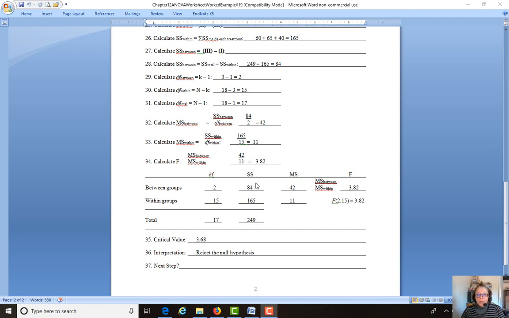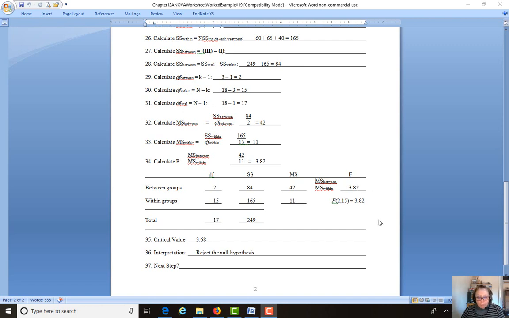If you divide your SS values by your degrees of freedom values, that's where you get your mean square. And you have SS value of 165 divided by 15. That gives you your mean square value of 11. And then mean square between divided by mean square within gives you your F value.